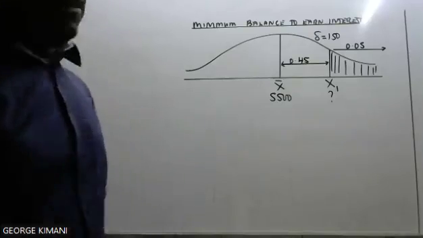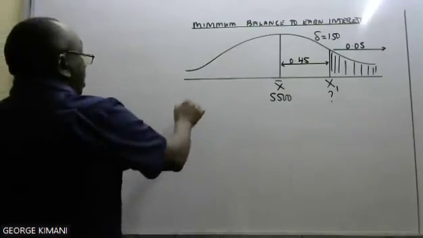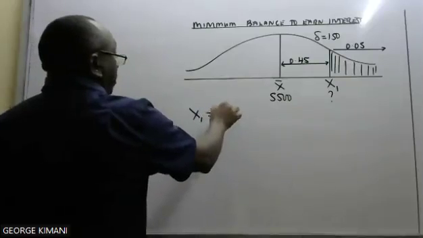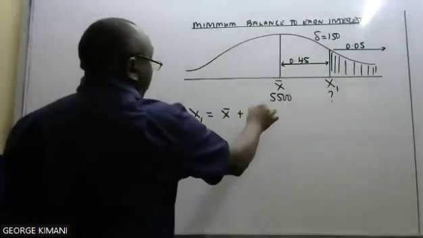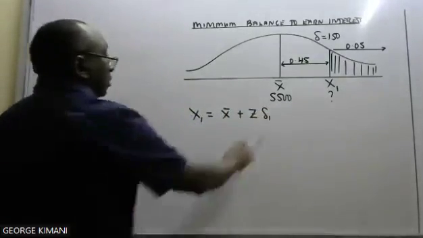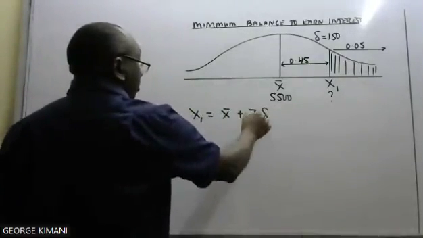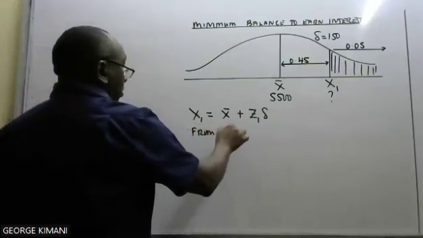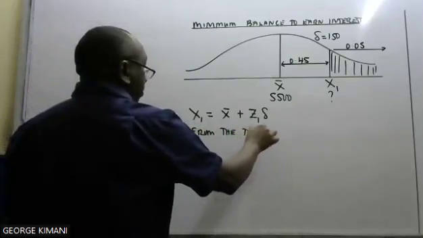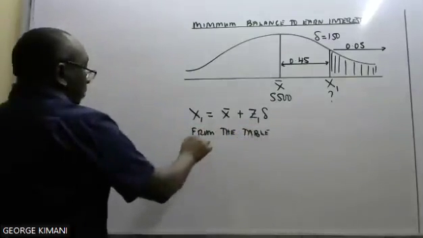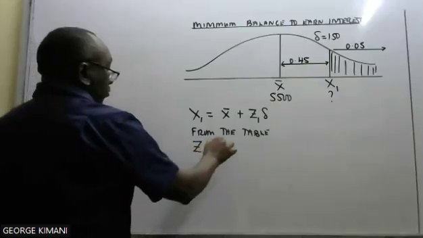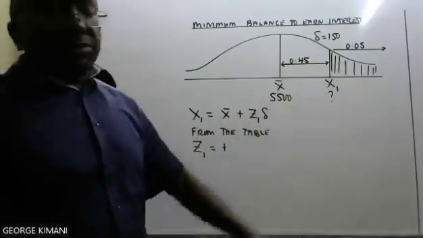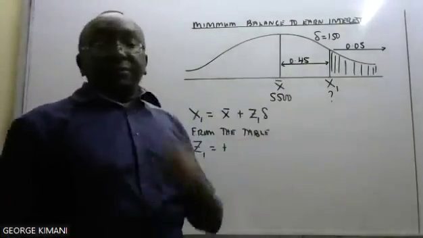So if it is 0.45, now X1 should be X bar plus Z1 standard deviation. So from the tables, Z1 will be a positive value because we are on the higher side. So go into the tables and look for 0.45.